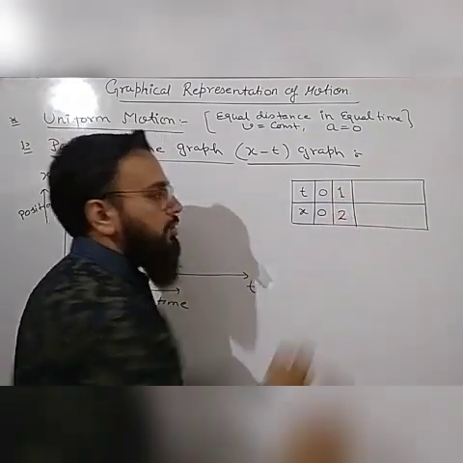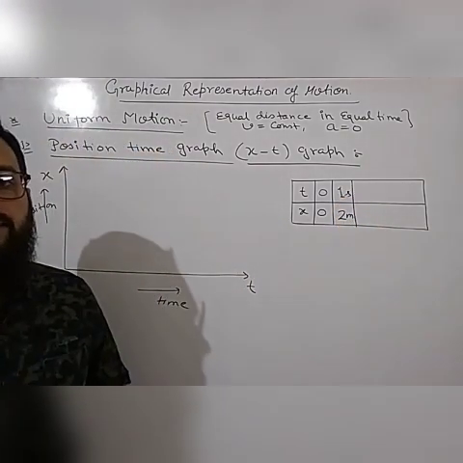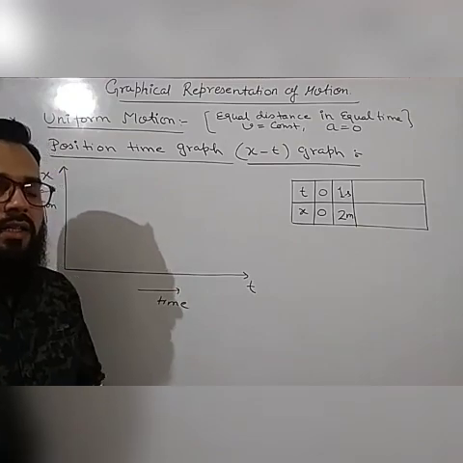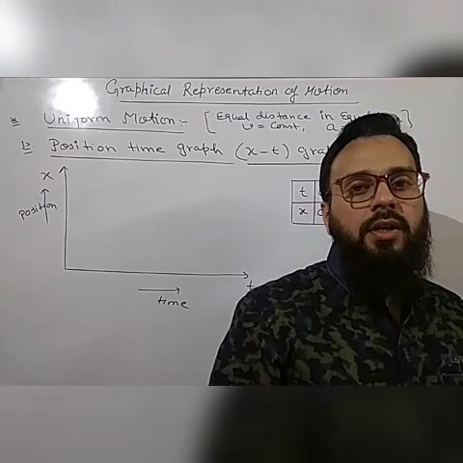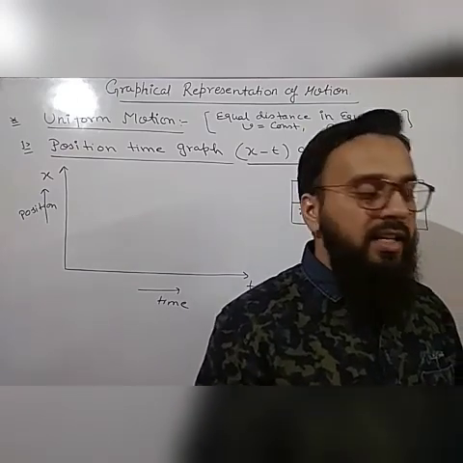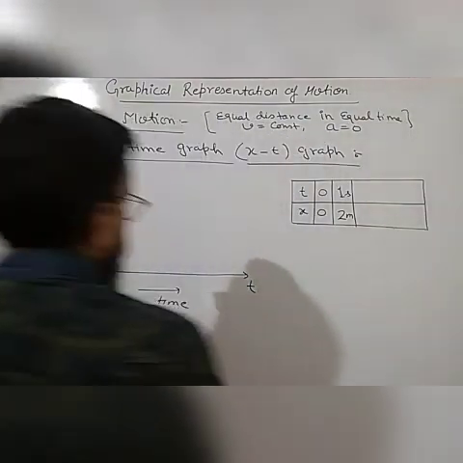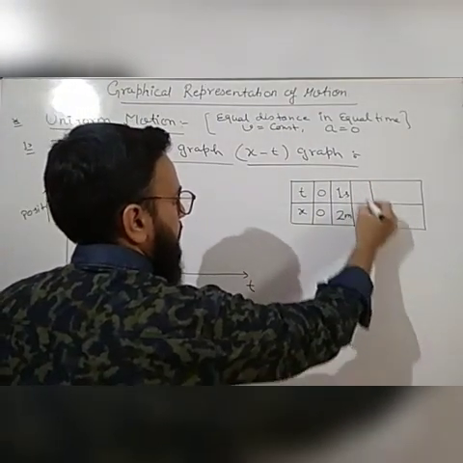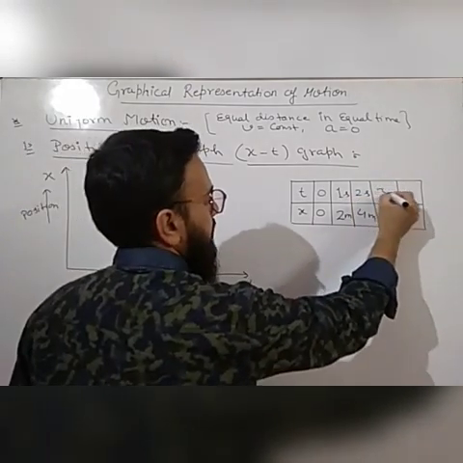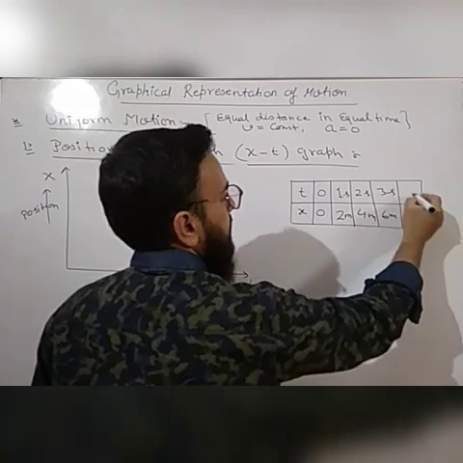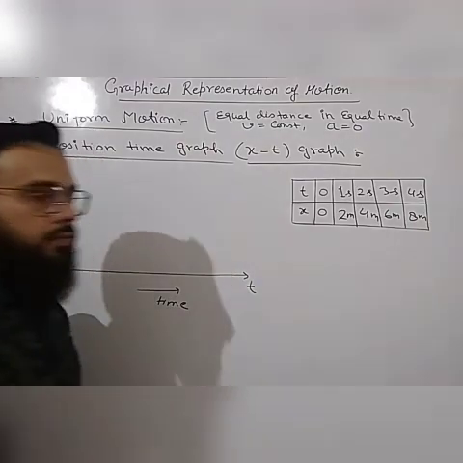Now let us say after 1 second I cover a distance of 2 meter. The time is 1 second and the distance covered is 2 meter. Now in another 1 second I again move forward and cover the same distance, 2 meter. At t equal to 2 seconds, the distance is 4 meter. Then at t equal to 3 seconds, the distance is 6 meter. Then at t equal to 4 seconds, the distance is 8 meter.